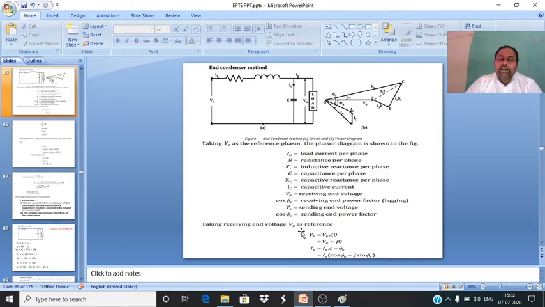Now we derive the equations for the end condenser method. The name implies end condenser. In the receiving end side, end means receiving end. The total capacitance lies in the receiving end side. We derive those equations one by one.